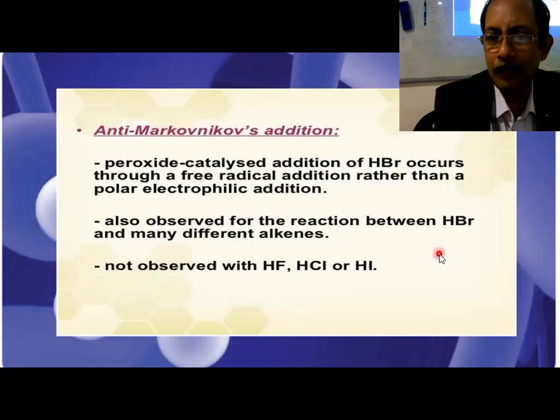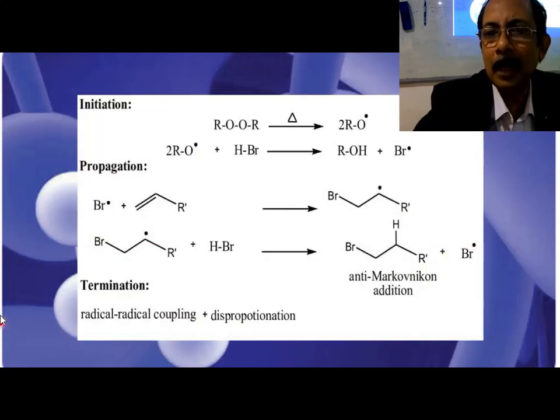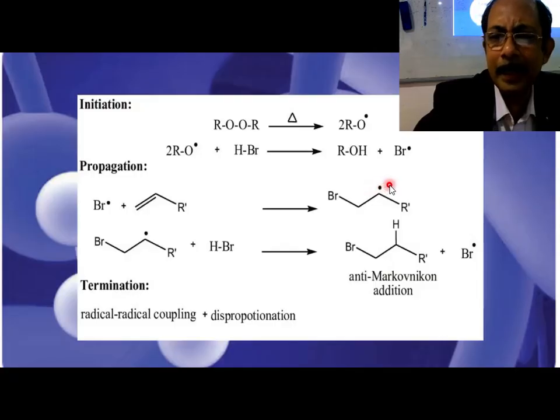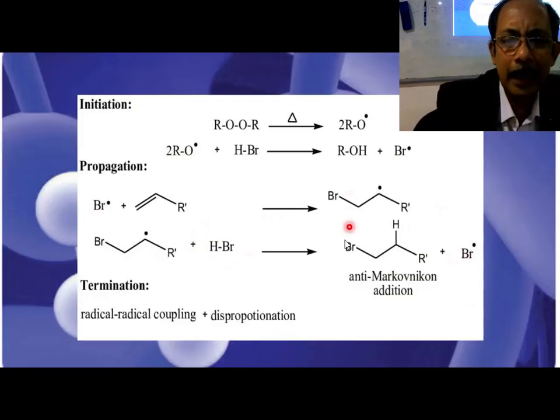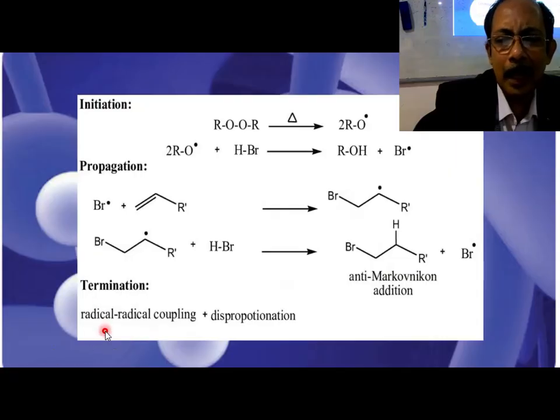Now anti-Markovnikov, see the mechanism. This ROR gives RO dot plus HBr equals ROH plus Br dot. Now you get this radical here, a secondary radical, then H is accepted from another molecule of HBr, producing Br dot once again. So propagation goes on again and again. Then termination by radical coupling plus disproportionation.